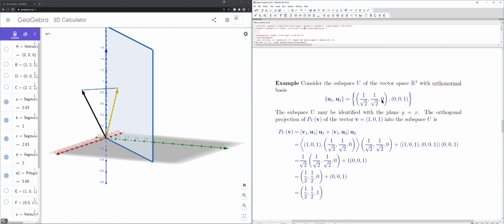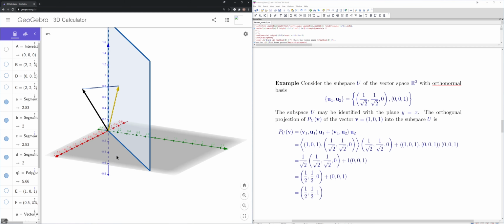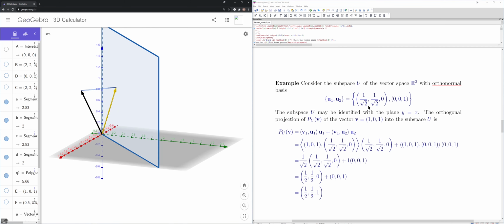Because the z component is 0, this vector is lying in the xy plane, and x is equal to y. So this vector over here, 1 over root 2, 1 over root 2, 0, is in fact a vector that is in the direction of this edge here, moving away from the origin. So it's moving like this here. These two vectors are an orthonormal basis for a certain subspace.